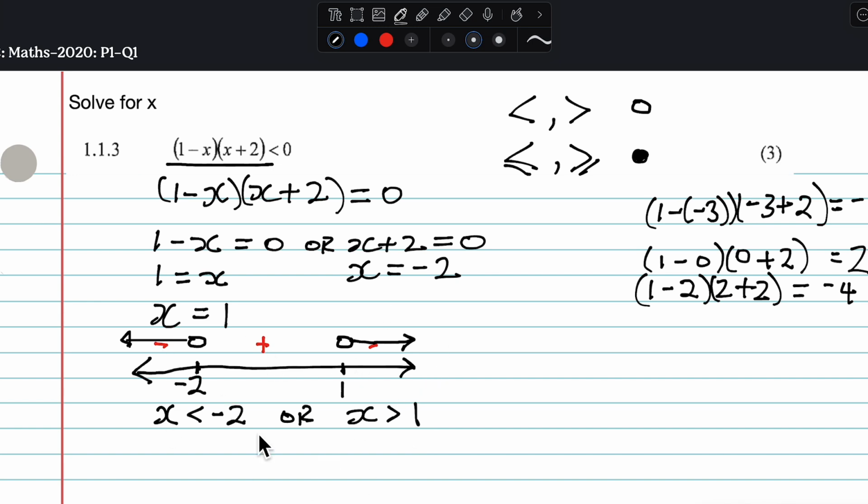So here is our solution. Whenever you're solving an inequality, you want to find values of x that satisfy the inequality in the question. We want values of x that when substituted in here will give us values that are less than 0. And values that are less than 0 are negative values. So in our case here, it's values of x that are less than -2 or values of x that are greater than 1.